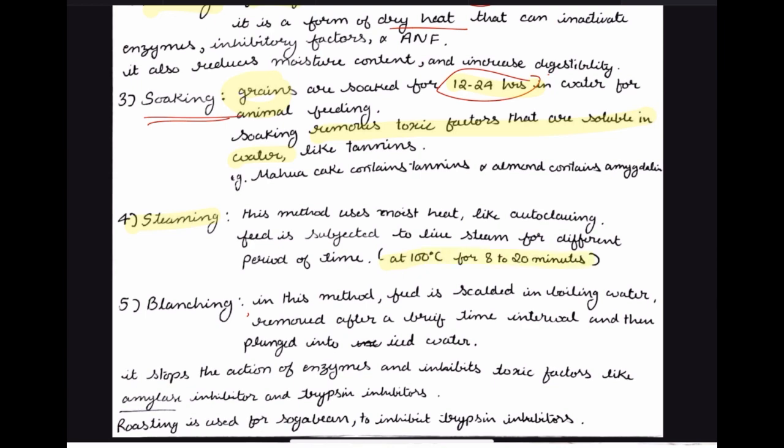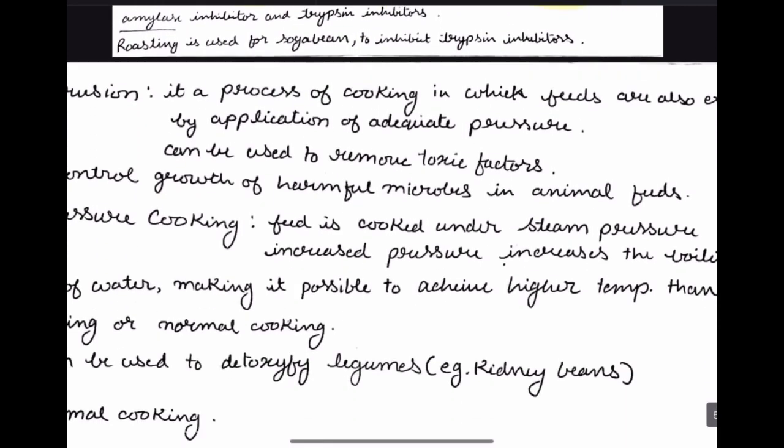Then blanching. In this method, the feed is first scalded in boiling water. So we utilize very hot water to first give heat treatment, and after that, we plunge it into ice water to give it cold treatment. So basically, we are giving heat shock. Okay, it stops the action of enzymes and inhibits toxic factors like amylase inhibitor and trypsin inhibitors.